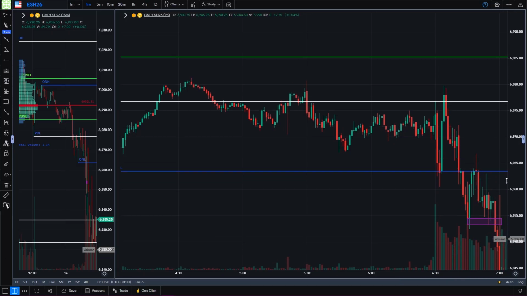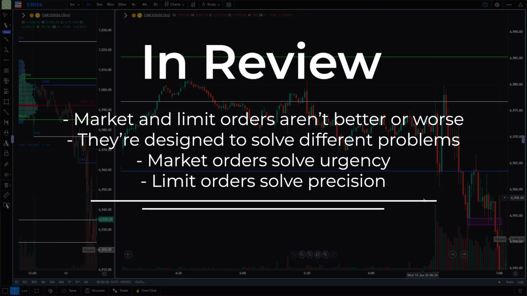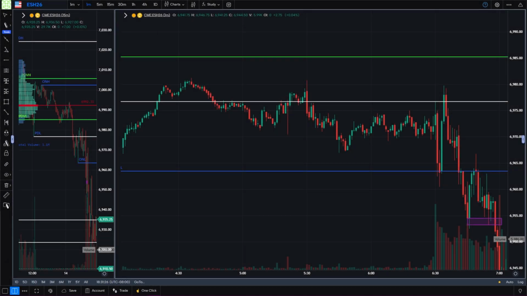So that's the same type of situation and a few different ways on how you can trade it using a market order as compared to a limit order. Market orders and limit orders aren't necessarily better or worse. They're designed to solve different problems. Market orders solve urgency and limit orders solve precision. Once you start choosing your order type based on the problem you're solving, execution becomes mechanical, not emotional.